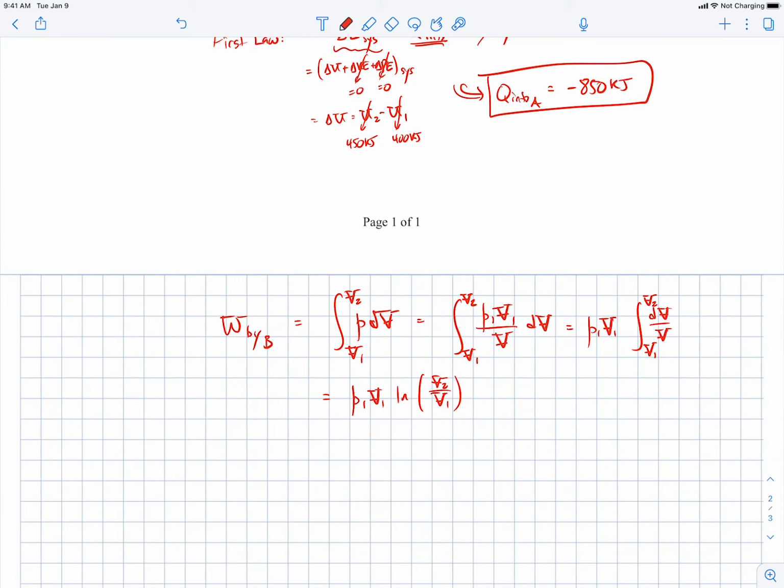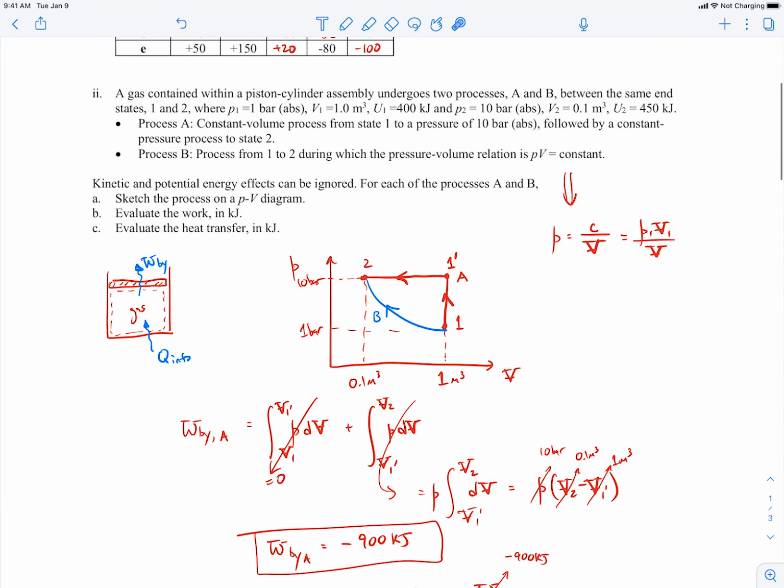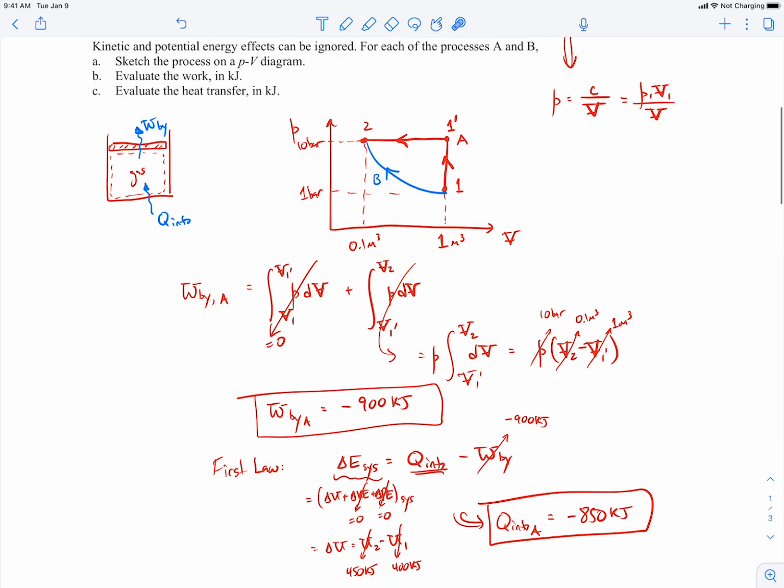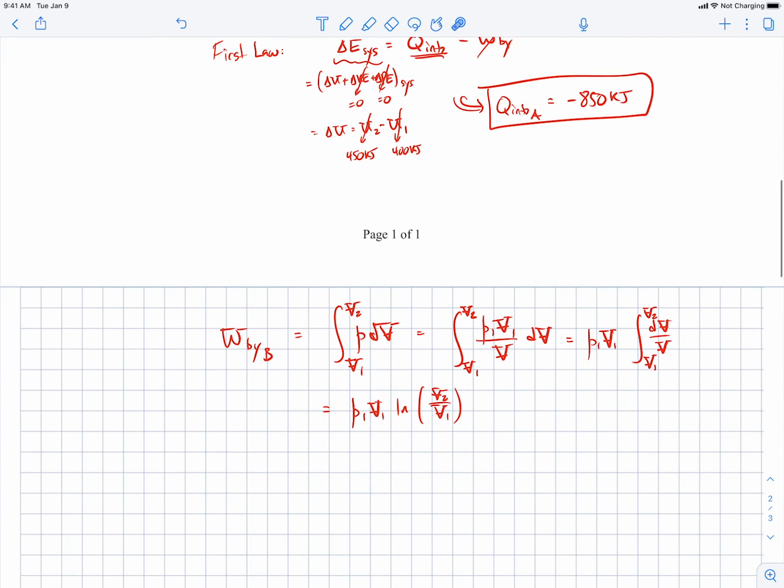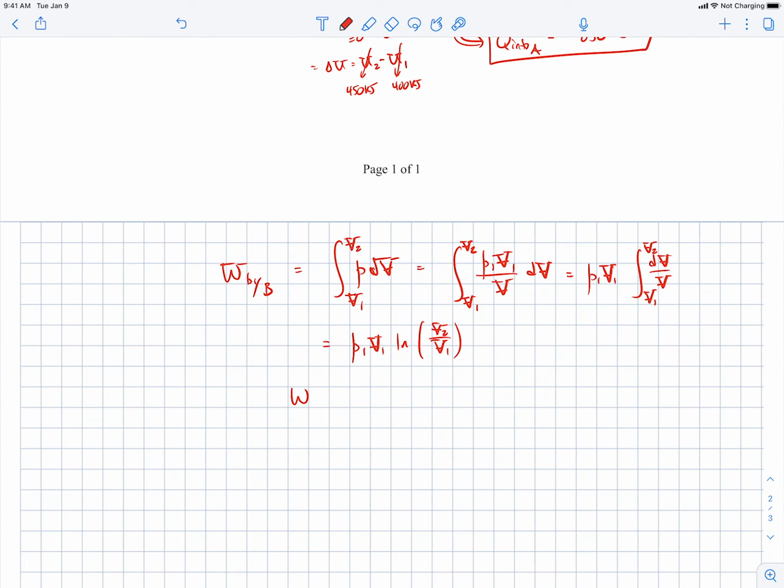We're given what P1, V1, and V2 are. Those are all given up here in the problem statement. So we can plug the numbers in there and work it all out. And when we do that, we'll get the work done by the gas for process B. That'll come out to be minus 230 kilojoules when we plug in all the numbers. Okay, so that's what we get for process B.